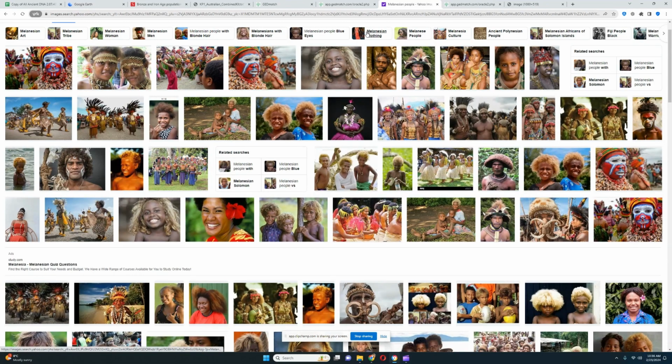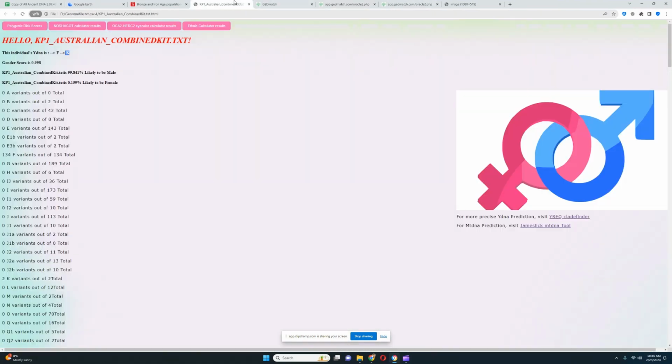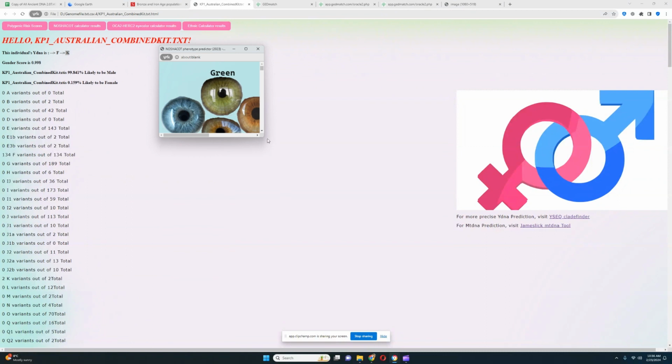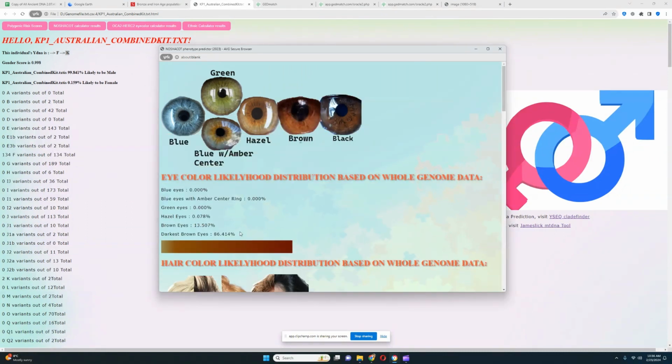All right. So let's explore what this individual actually looks like with my trait predictor, Noshacot. We're gonna start with Noshacot, and it looks like this individual has darkest brown eyes, definitely a very dark eye color.